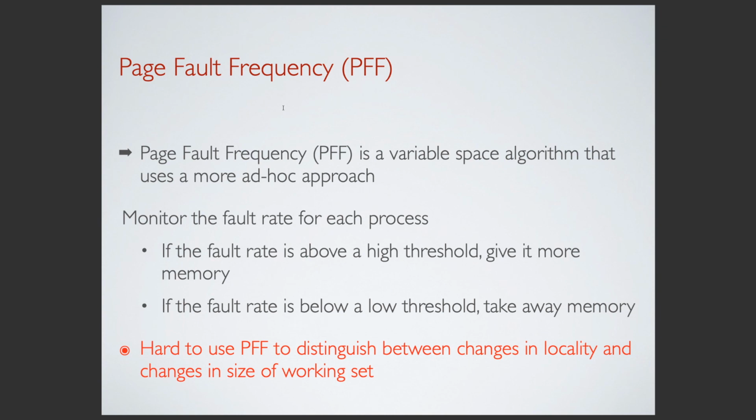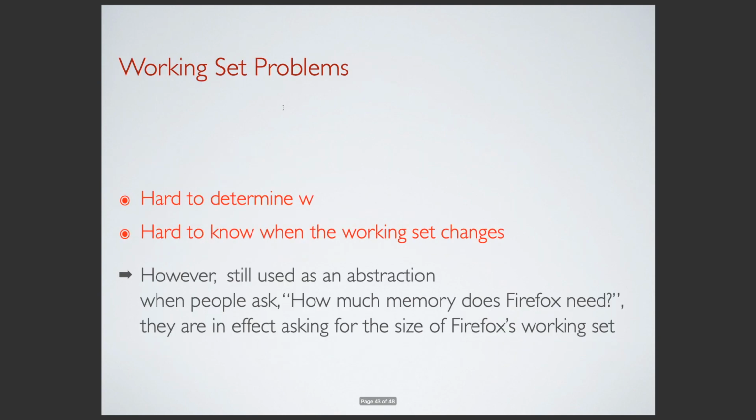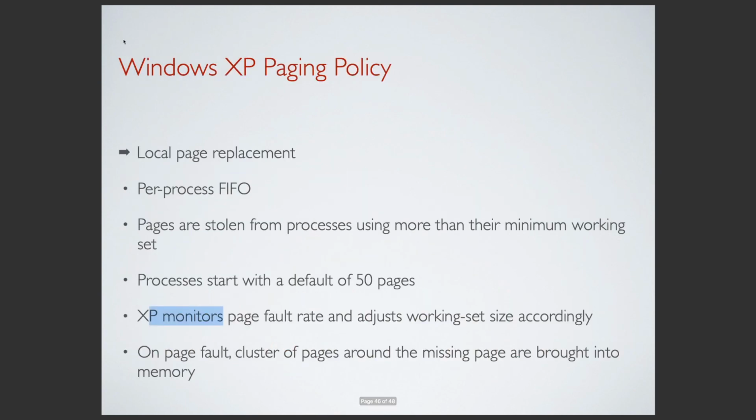You try to look at the page faults. Everybody starts with 50, and then depending on the page faults, it's going to try to adjust that number. Something interesting: you use a per-process FIFO, and that's probably because it's fast. It's actually efficient for Windows. So of course, you might steal pages from other processes. That's part of the game.